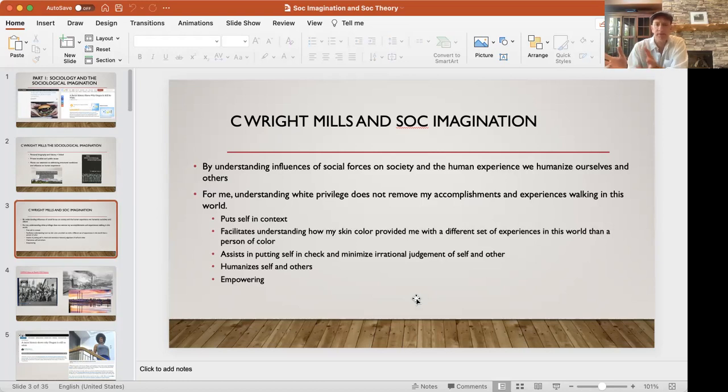So another second bullet point there: it facilitates understanding of how my skin color provided me a different set of experiences than someone else. It puts myself in check against irrational judgments against other people. Humanizing self and others. And I would say it's also about empowering.